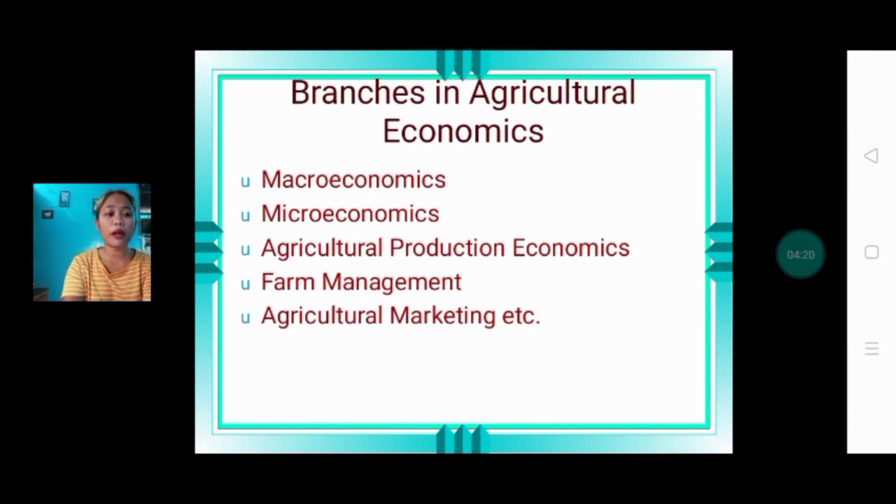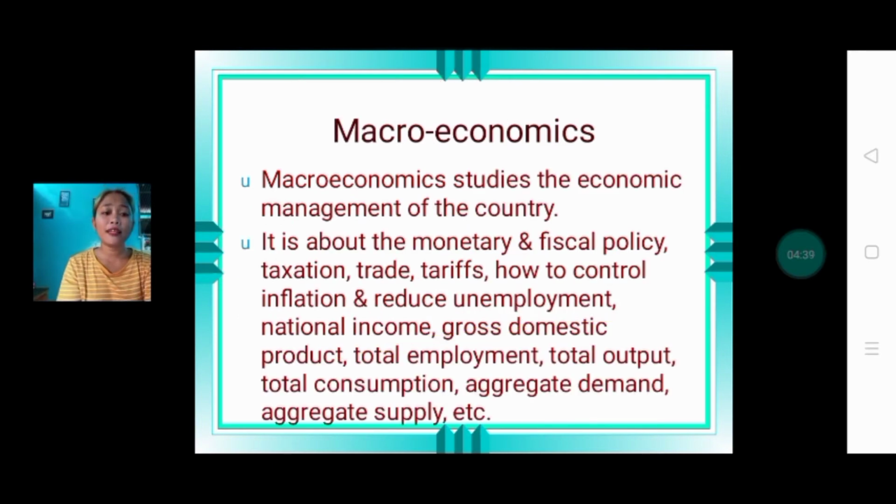Let's talk about the branches in agricultural economics. What are those? Macroeconomics, microeconomics, agriculture production economics, farm management, and agricultural marketing and others, or etc. Let's talk about first branch. What are these?